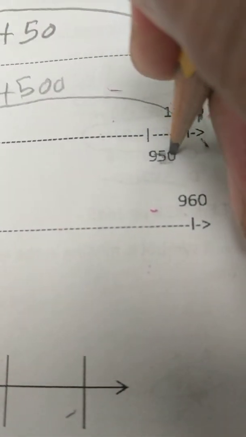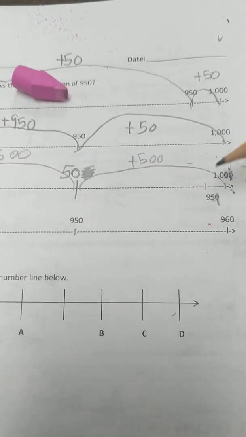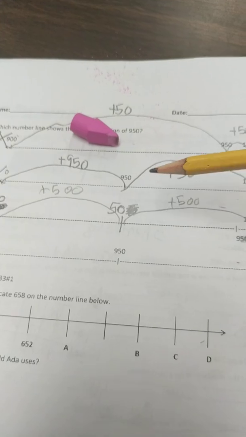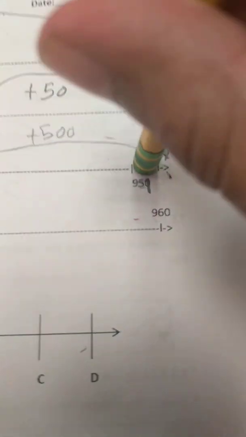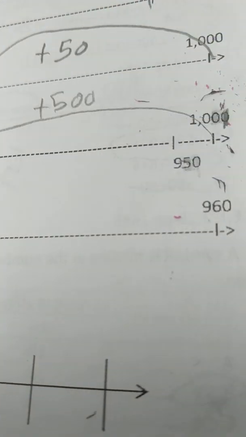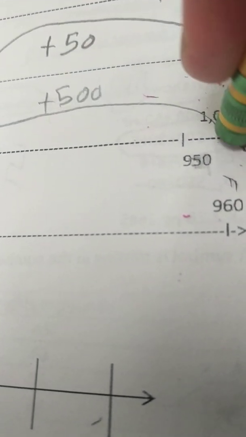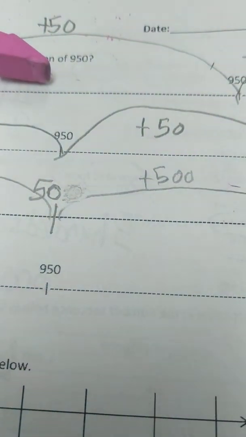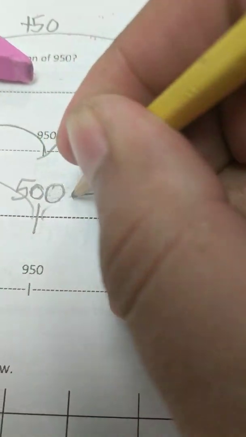So, erase this 1, erase this 0. So 95 would be close to 100. Okay. I can kind of see that. But when I do that, I need to make sure I unerase it so I can see the whole picture. It's still 950 and 1,000, and this is still going to be 500. Okay, so this makes sense.